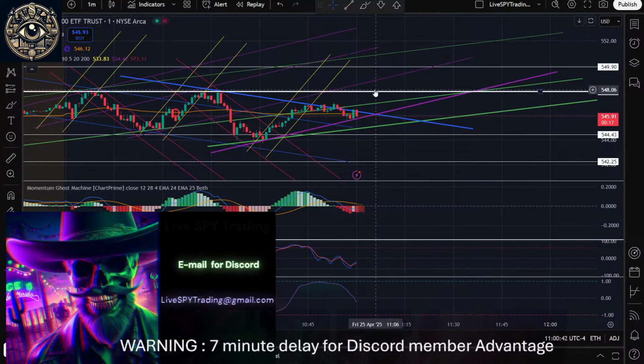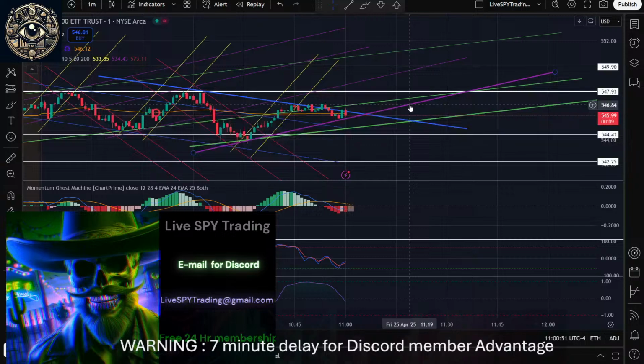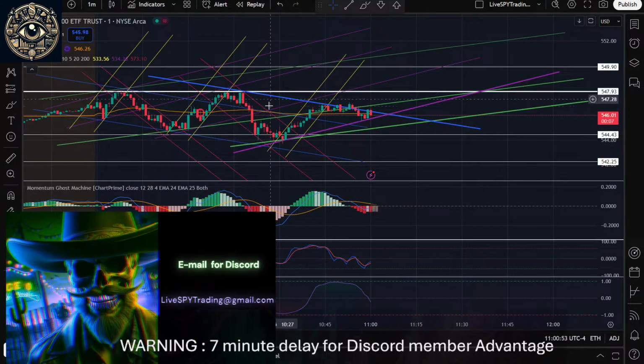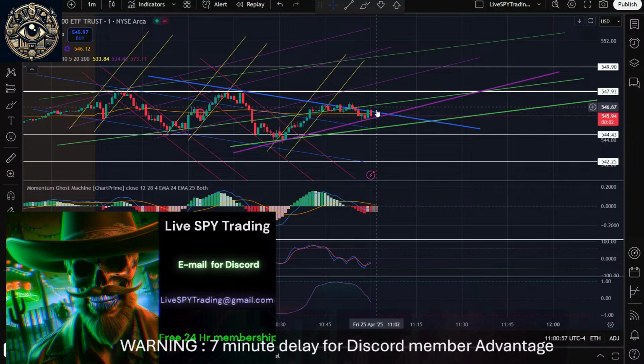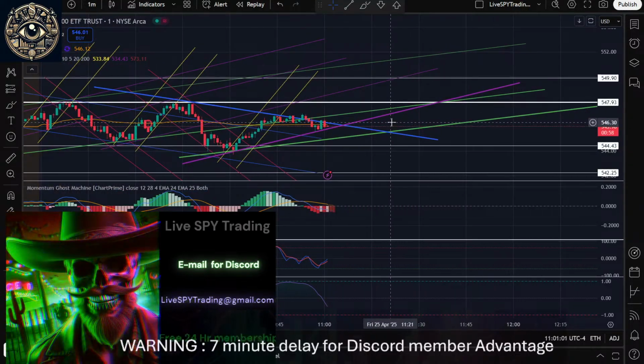So your safety calls are going to be above 547.93. Your puts below 544.43. All right, looks like we're forming a wedge between blue and purple right here. See this wedge between blue and purple? We got to see which way it breaks. Don't try to force anything.